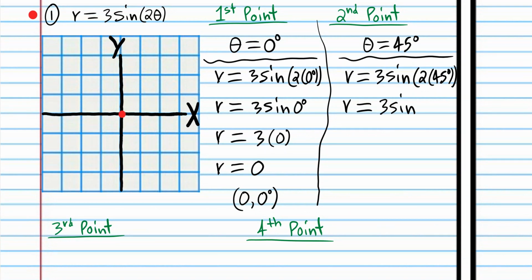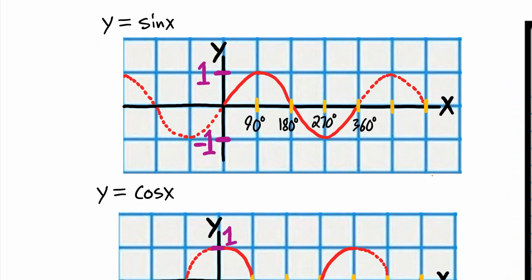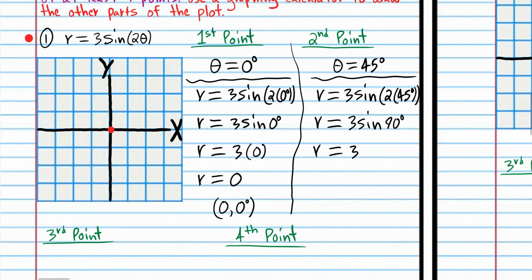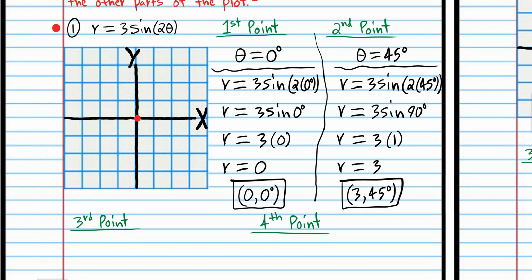2 times 45 degrees is 90 degrees. And sine 90, that's a collapsed triangle. So remember, we count out 90 degrees to the right, and we see that the value we're looking for is 1. Again, we need to use those graphs to help us with collapsed triangles. So r is equal to 3. The point is 3, comma 45 degrees. And these points are part of our answers, so we need to rectangle those.